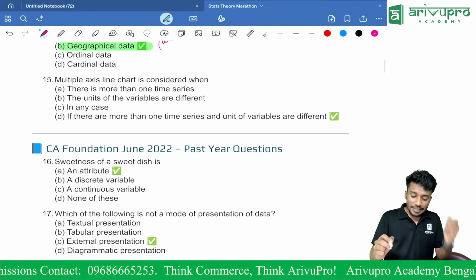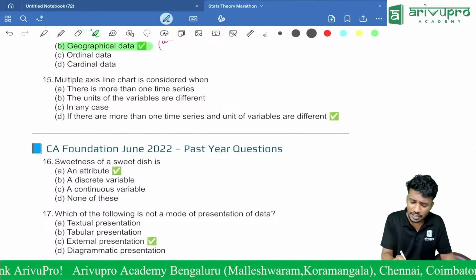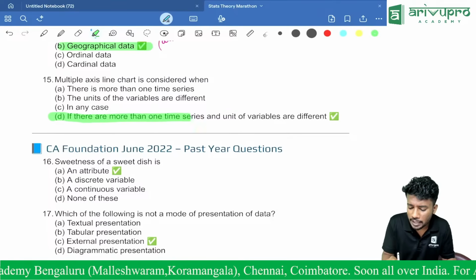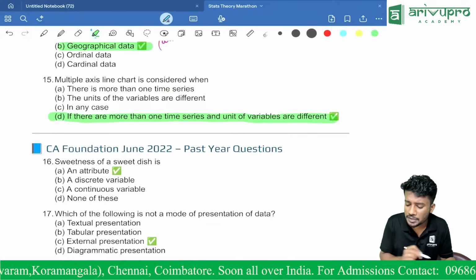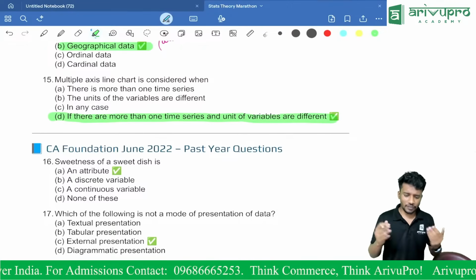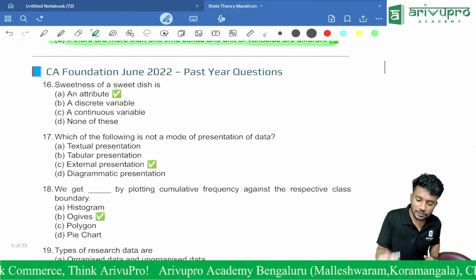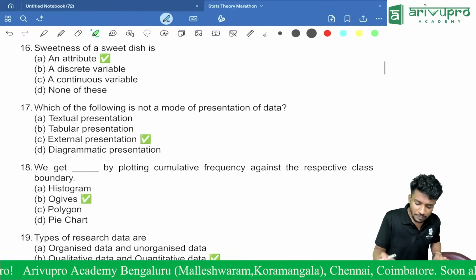When are we considering a multiple axis line chart? If there is no time series or more than one time series, and the units of the variables are different. Whenever the units of variables are different, you can usually use a multiple axis line graph.